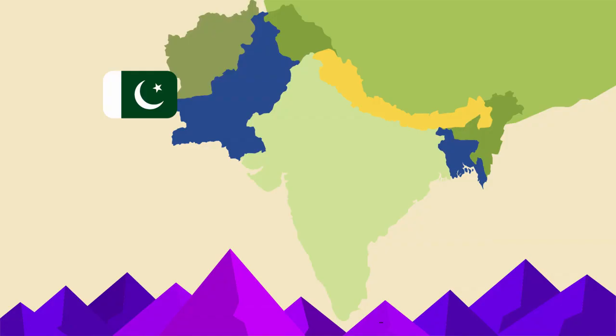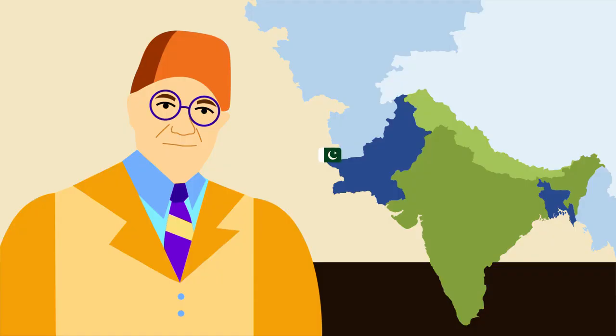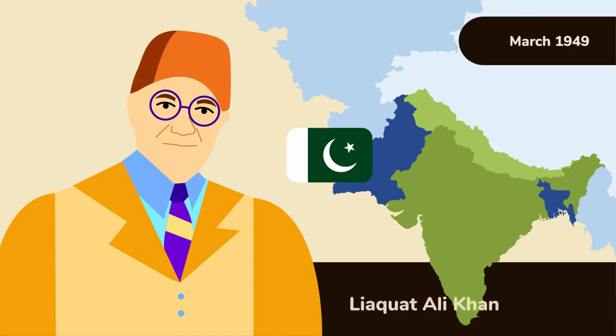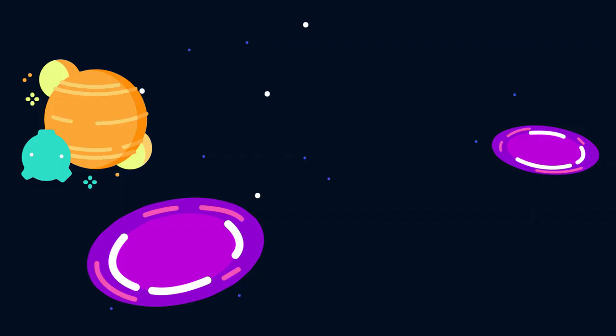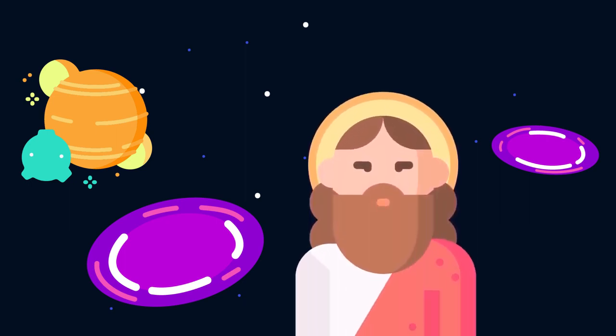It originally consisted of two parts: West Pakistan, now Pakistan, and East Pakistan, now Bangladesh, separated by 1,600 kilometers of Indian territory. The first formal step to transform Pakistan into an ideological Islamic state was taken in March 1949 when Liaquat Ali Khan introduced the Objectives Resolution in the Constituent Assembly. The Objectives Resolution declared that sovereignty over the entire universe belongs to God Almighty.